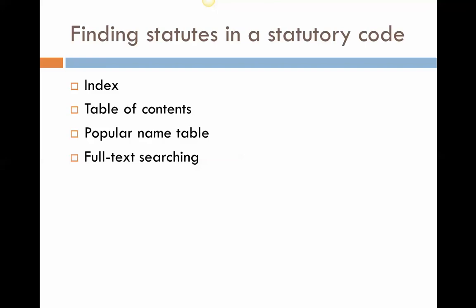Okay. So how do you find a statute in a statutory code? A lot of you have probably done this in print. And online, you could use an index or a table of contents. There's also something called a popular name table. So if you have an act that's commonly referred to by what's called a popular name, think of something like the Patriot Act, you could go to this popular name table and it would convert the popular name, like the Patriot Act, to a statutory code citation. So it would tell you what title of the United States Code and section to go look at.